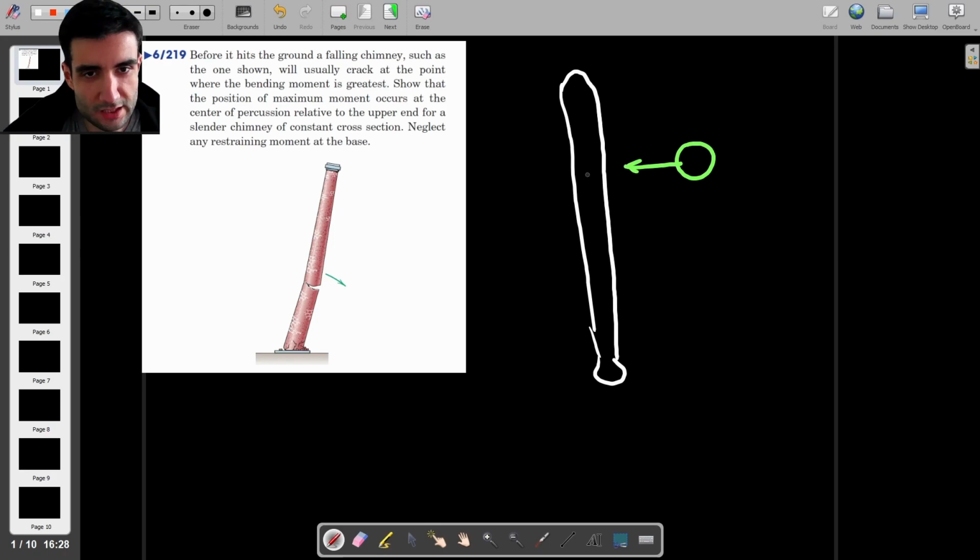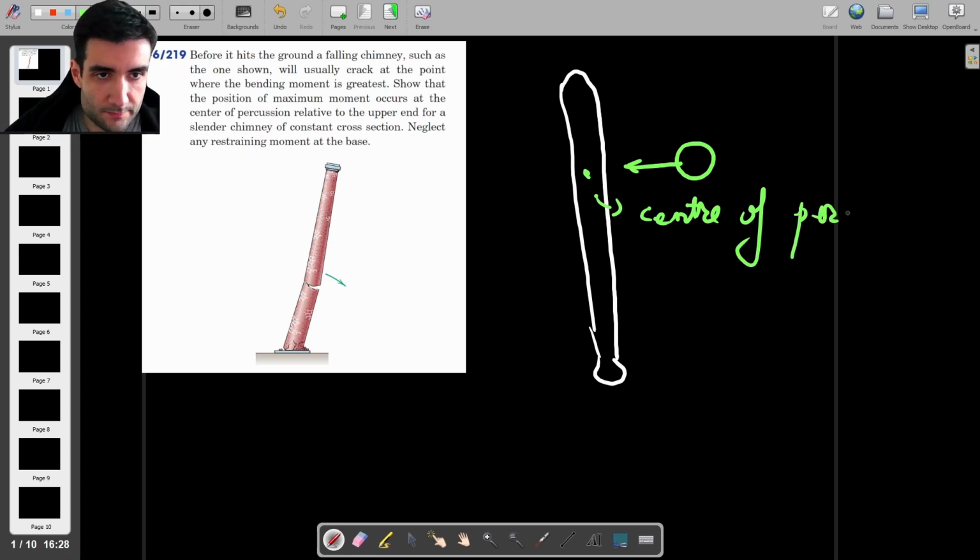there is a certain position along the bat where if you hit the ball there, you don't actually feel the fact that you hit the ball, right? And the point where you have to hit the ball for that to happen is called the center of percussion. So this question explores the same concept, but it looks at it in a slightly different way.